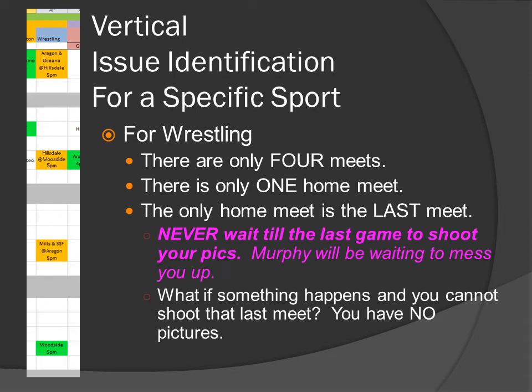Vertical issue identification for a specific sport. Example, for wrestling, there are only 4 meets, and there is only 1 home meet. The only home meet is the last meet. Never wait till the last game to shoot your pictures. Murphy will be waiting to mess you up. What if something happens and you cannot shoot that last meet? You have no pictures.